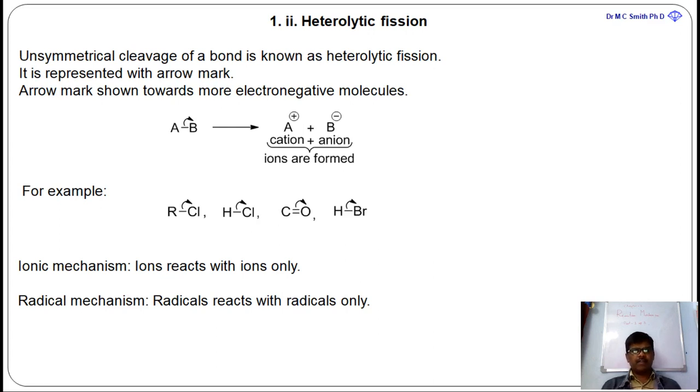What is the mechanism it follows? Ionic mechanism. So bond fission is of two types. The first one is homolytic, and the second one is heterolytic fission. Homolytic fission gives rise to two free radicals, and the mechanism it follows is the free radical mechanism. And the second one is heterolytic fission, which gives rise to two ions, and the mechanism it follows is the ionic mechanism.